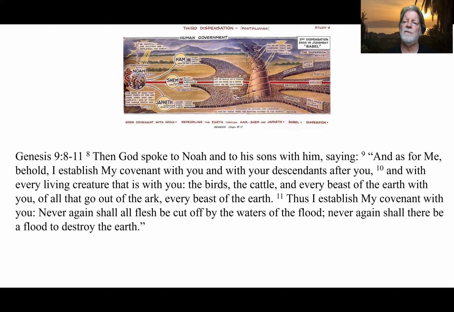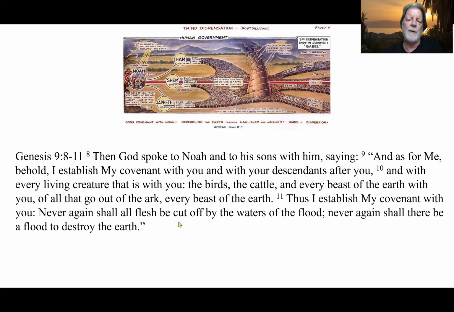This pattern of removing some of God's precious people before judgment begins, and then others being preserved in the midst of judgment, is a good pattern to be aware of, because we will see it repeated numerous times in the Bible. So God is going to establish his covenant with you and your descendants, with every living creature, birds, cattle, every beast of the earth, everybody that goes out of the ark.